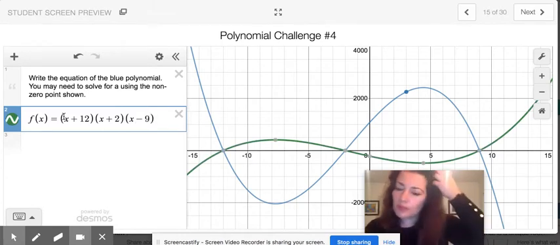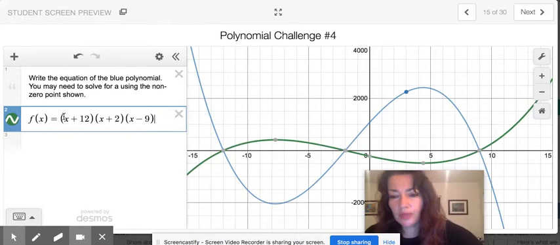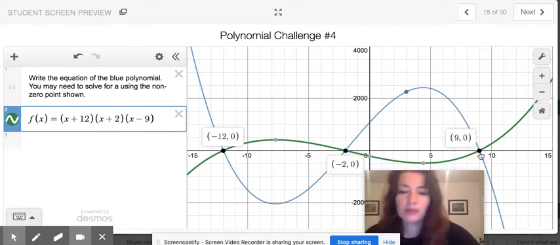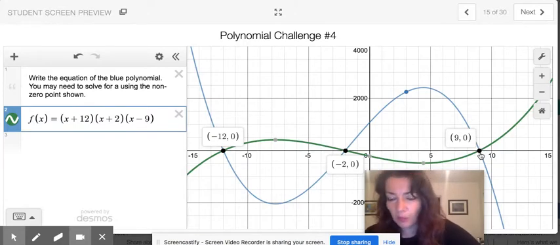Okay, so when we use the intercepts, we can see that clearly they are matching with the blue graph, that indeed we go through all the points that are intercepting the x-axis. However, we have not matched the graph. So we know right here it says you may need to solve for A using the non-zero point shown. So which non-zero point do they mean?